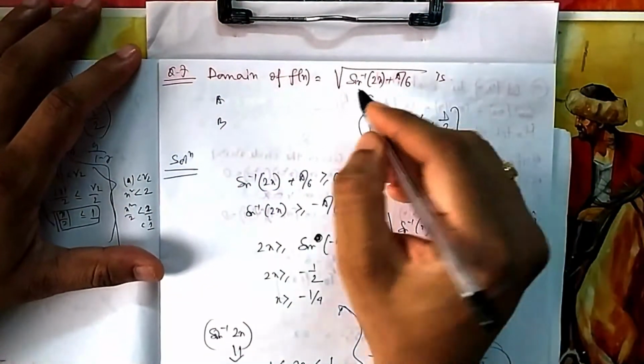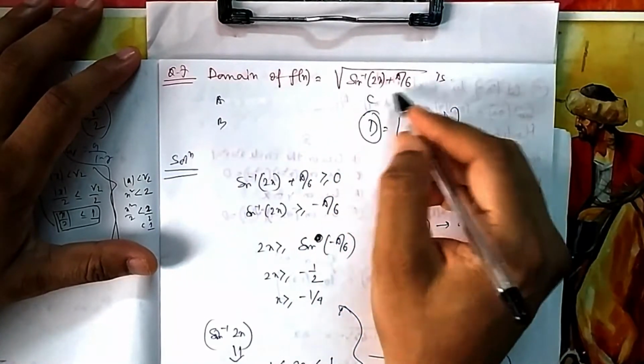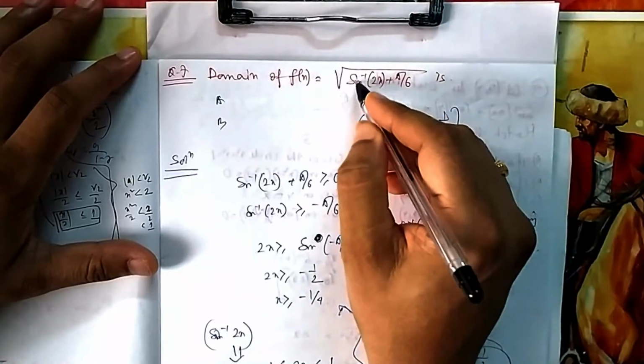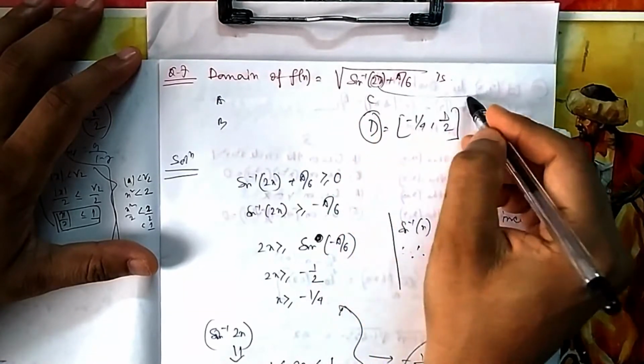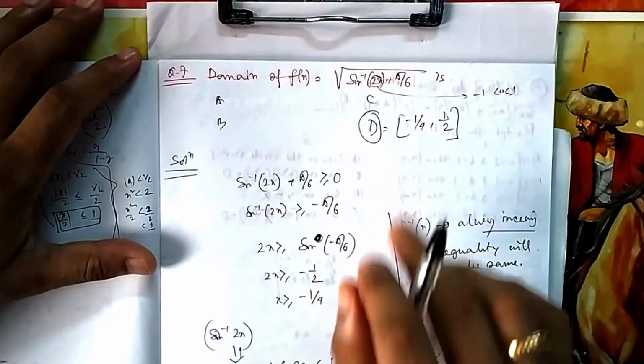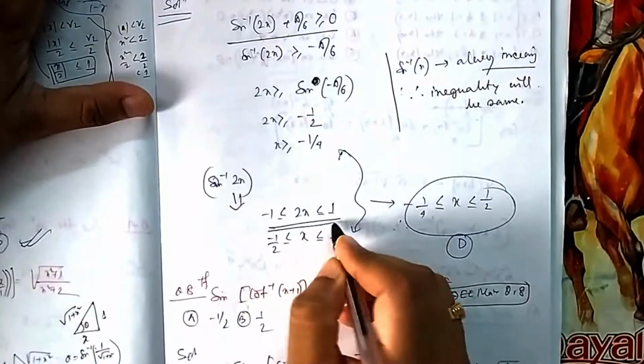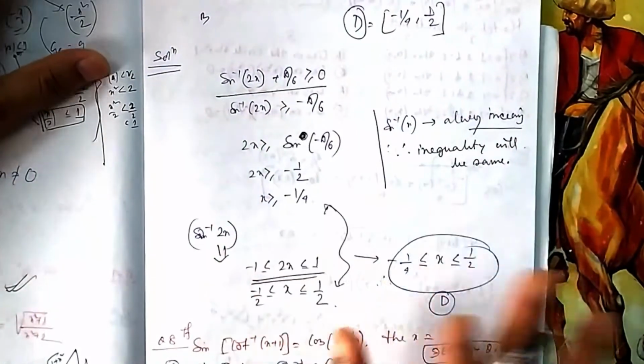Now if you come to question number 7, the domain of this function, what is the first thing you will see when you see a root? This cannot be negative, it should always be greater than or equal to 0. One more thing, when you see sin inverse, what is your temptation? 2x should lie between minus 1 to 1, because sin inverse is defined for inputs between minus 1 to 1. So I have to apply these two conditions and find the range where both are satisfied.